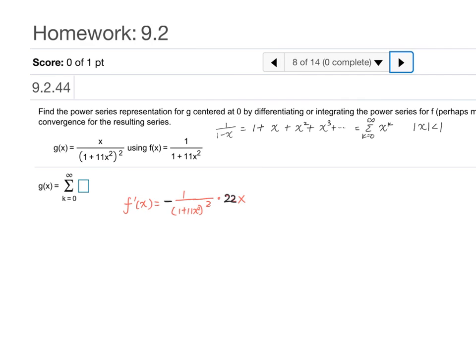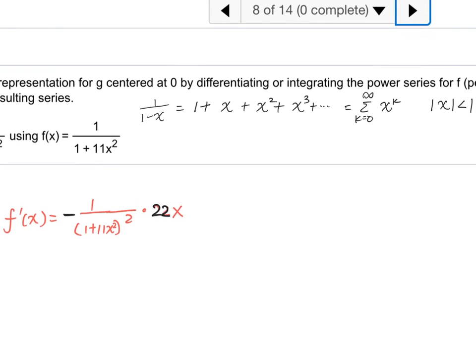To find the power series of F, we take advantage of this well-known result, the geometric power series, right? So in order for us to take advantage of that, we want to rewrite F into this form, 1 minus negative 11x squared. So now you should treat this as a box, like I said in class, right? This is the box.